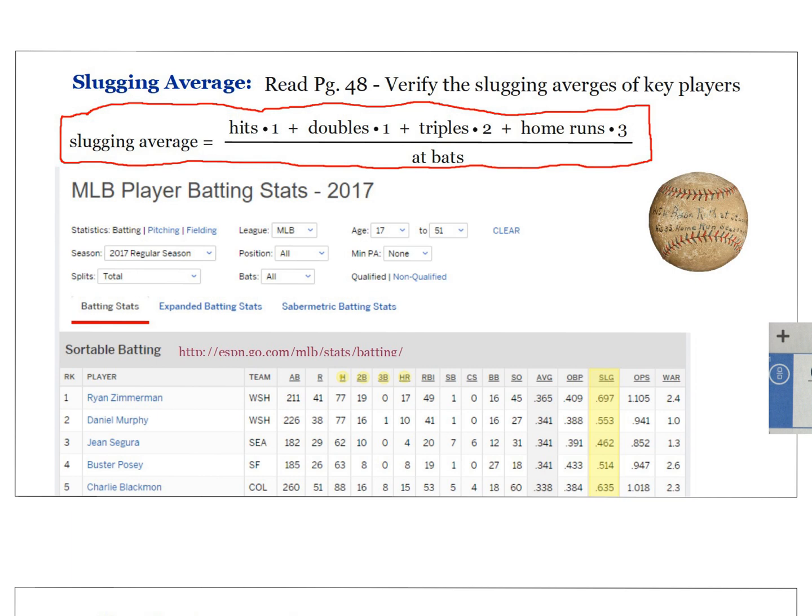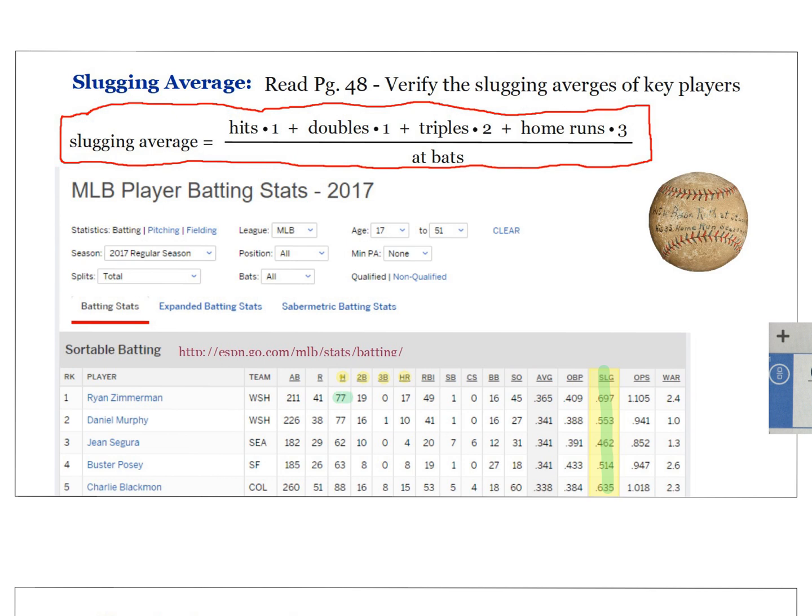So we've got some stats here again for 2017. We've got these 5 players, and we're going to verify one of the players' slugging averages, which you can see in this column. These are their slugging averages. So let's take the top one, Ryan Zimmerman. You can see that he had 77 hits.